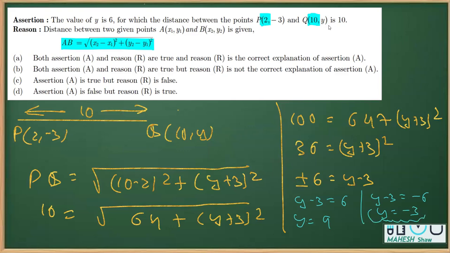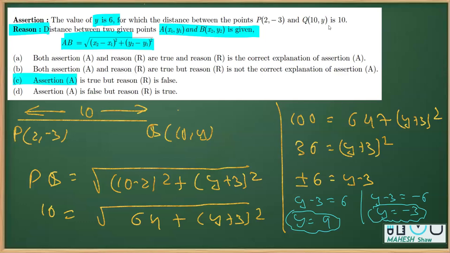So we have two values of y. One is this, another is this. But in the assertion, they are saying that the value of y is 6. So the assertion is wrong. And I can see that the formula applied for the distance formula, the reason, is correct. So when the assertion is false and the reason is true, we say the option here is C.